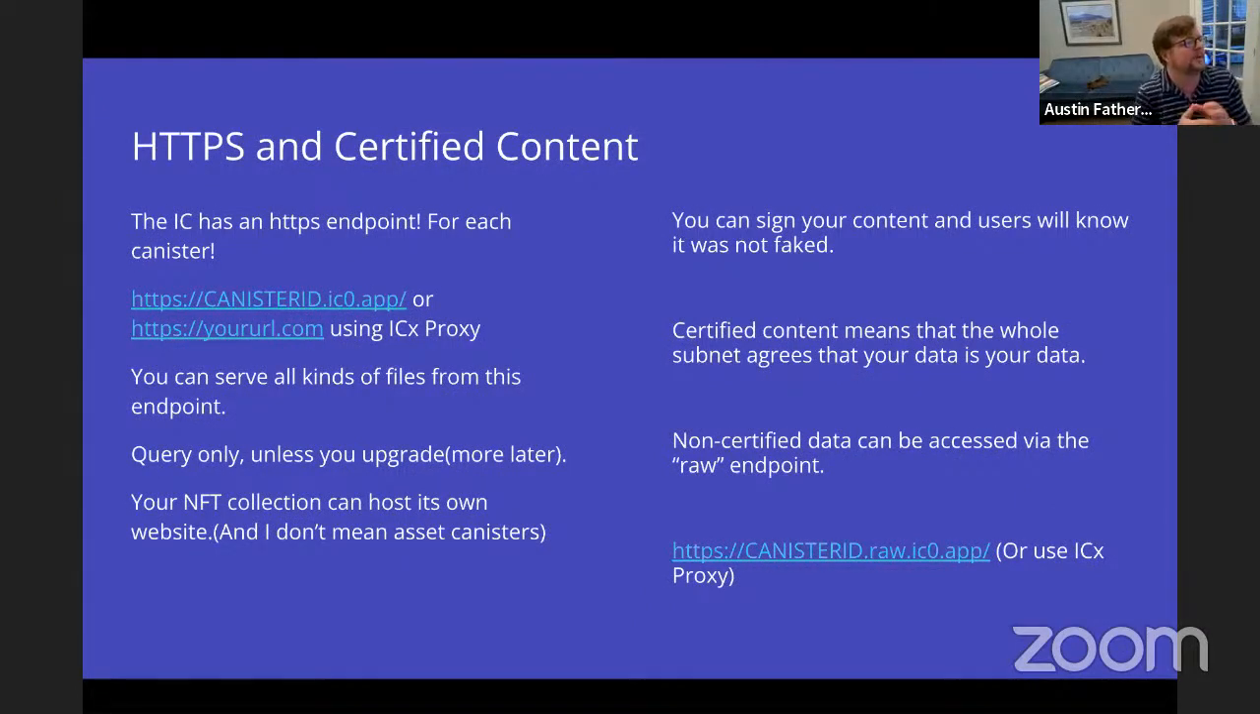So the points we'll hit today. You have this HTTPS endpoint for each canister. That means you can hit your canister ID .ic0.app and serve content. You can also set up your own ICX proxy and serve something from your URL that's then routed to the IC on the back end. So if you see apps right now that don't have a nasty URL, they're probably using an ICX proxy in front of the internet computer.